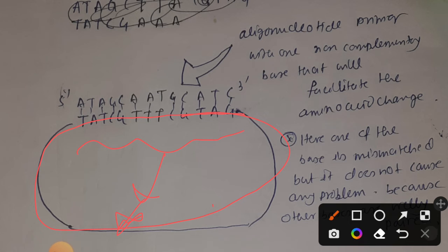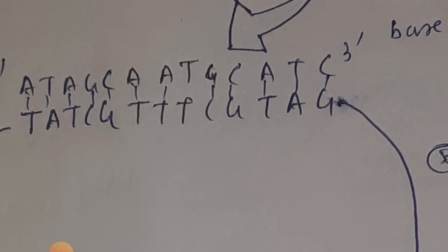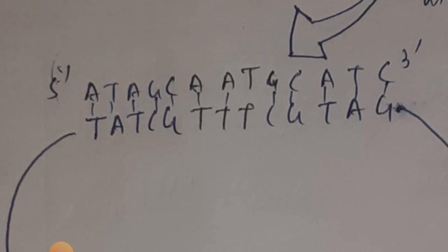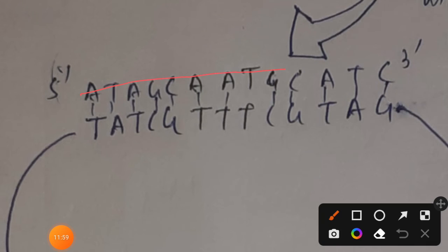Because if we do not know what is in the surrounding sequence, then we cannot design the primer. So we have to know the sequence very well. Then we will require an oligonucleotide primer that will contain one mismatched base. This mismatched base will facilitate the production of a protein that will have the changed amino acid.